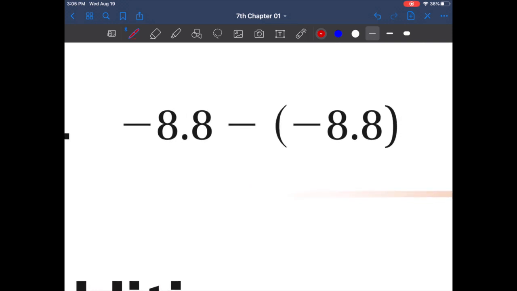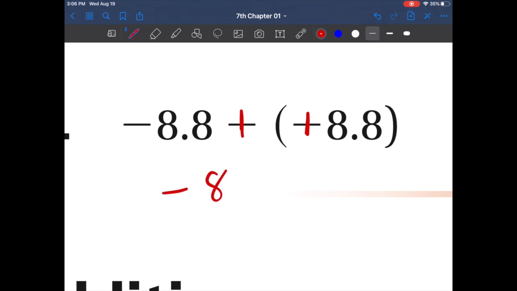Let's try one more. Check this one out. What do we notice here? This is called what? Double negative. What happens with double negatives? Remember, there's nothing between them. No numbers, no letters, no nothing. It's just a negative sign, usually a parenthesis, and then a negative sign. So what happens with double negatives? Double negatives turn positive. Good.